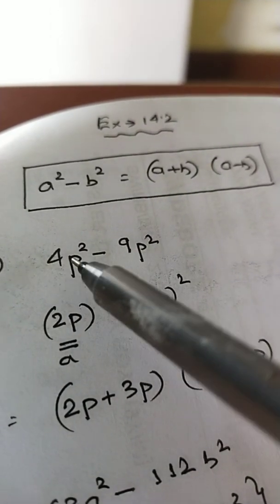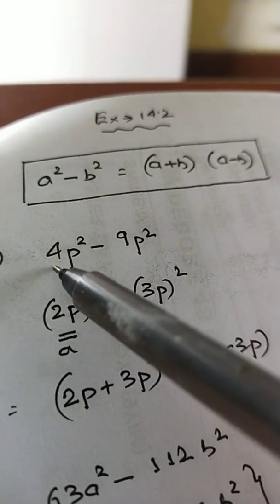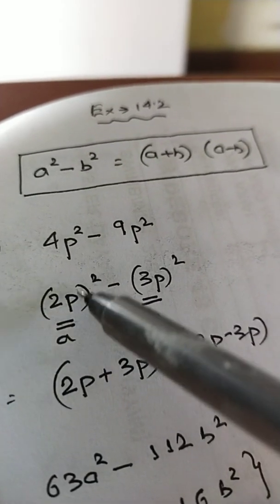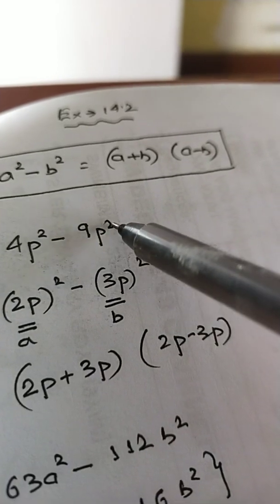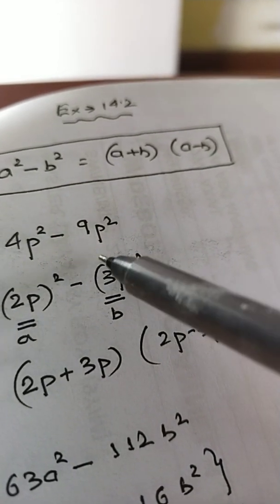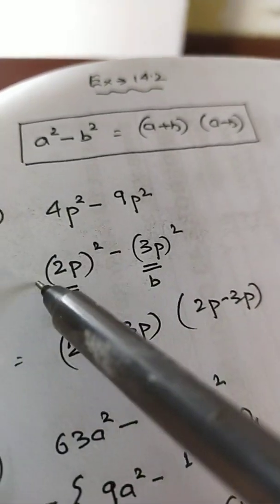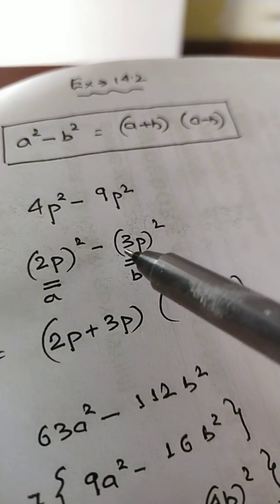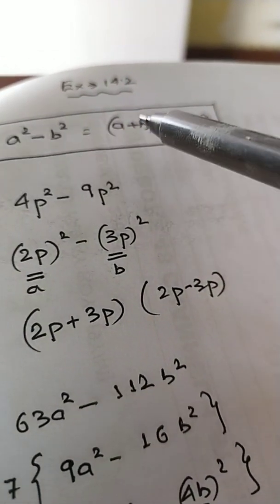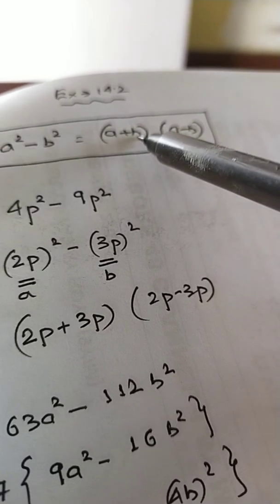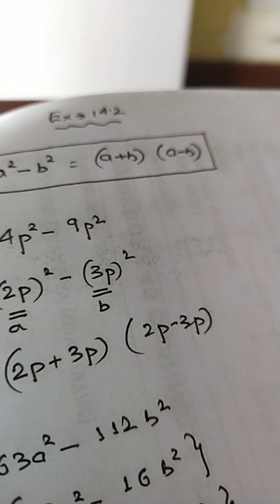So how to write 4p square? We can write 4p square in the form of 2p whole square. Okay, and 9p square can be written as 3p whole square. Fine. So we'll take this 2p as a and 3p as b. Now according to the formula, we have a plus b in the first bracket, and in the second bracket we have a minus b.